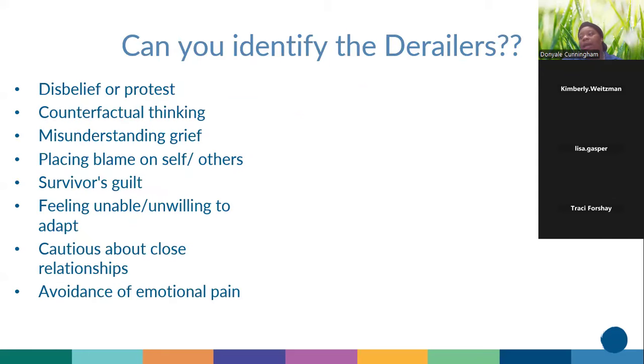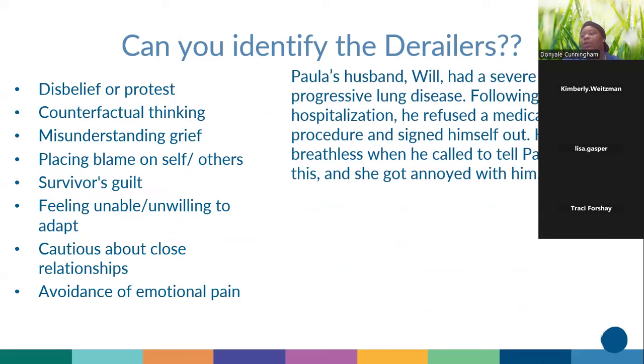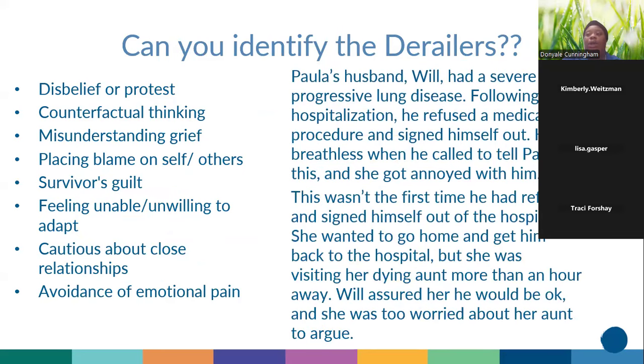Alrighty, so we're back here with some derailers, and I have a story here that I'm going to read, and then I want to see if you guys can help me find the derailers. So the derailers are on the side. I reviewed them a little bit ago: disbelief and protest, counterfactual thinking, misunderstanding, and so on. So I'm going to read the story, and then the next couple slides, I'm going to continue to find some derailers.